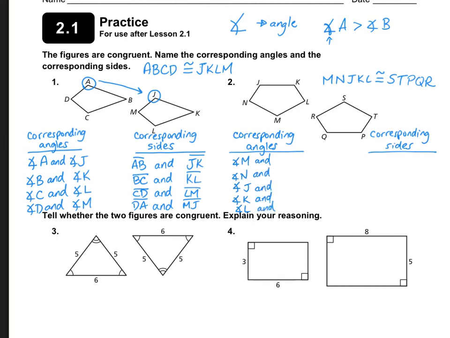And especially now, I'm not going to even look at the pictures here. Instead, I'm going to be using this symbol or this statement up here. That's going to help me out a lot. So M is my first one. It goes with S, so that would go with angle S. And then N is the second one. It goes with the second one, which is angle T.